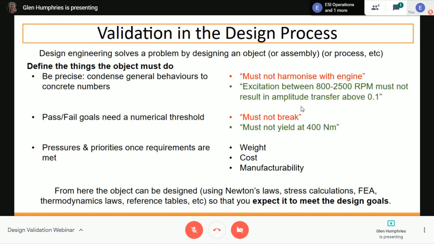So example there, the drive shaft must not break. That's not good enough. We need to design it with actual numbers. The drive shaft must not yield up to 400 Newton meters. For whatever reason, we chose that value.